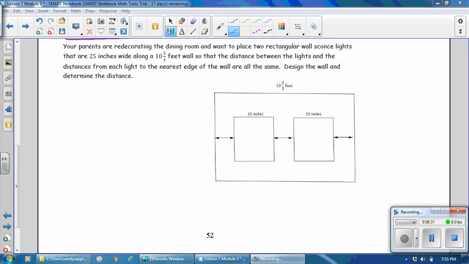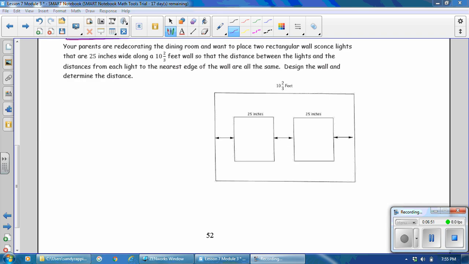Your parents are redecorating the dining room and want to place 2 rectangular wall sconce lights that are 25 inches long along a 10 2/3 foot wall, so that the distance between the lights and the distance from each light to the nearest edge of the wall are the same. Design the wall and determine the distance.